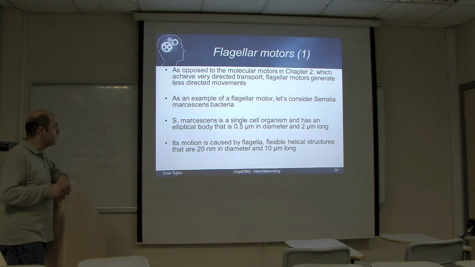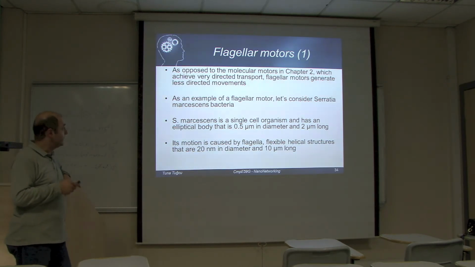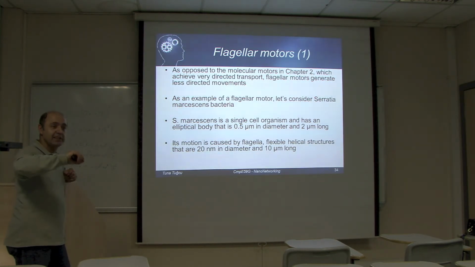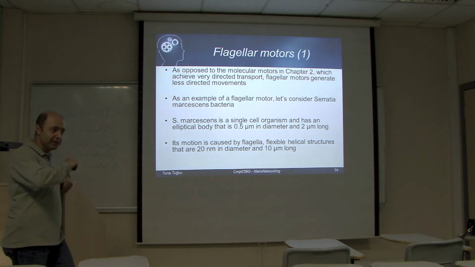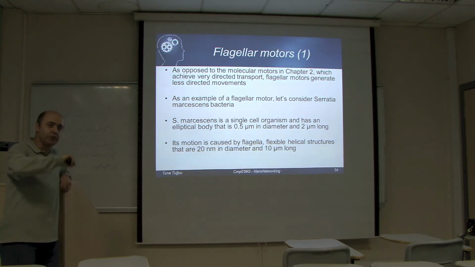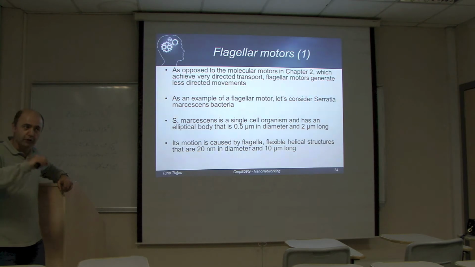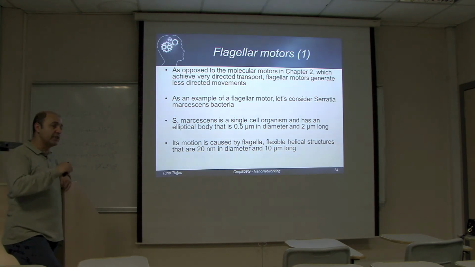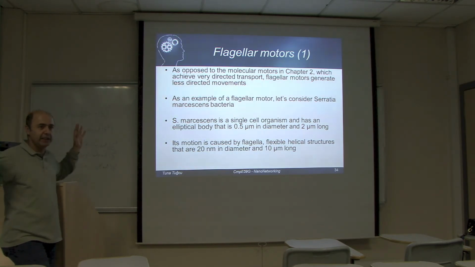As opposed to the molecular motors in chapter 2, which were actually inside the cell and had very directed transport, because the movement was going on the rails, on the cytoskeleton. So wherever the cytoskeleton goes, that's where the motor goes. So you know how it will work. However, in the case of diffusion, as you have seen, molecules went in any direction.